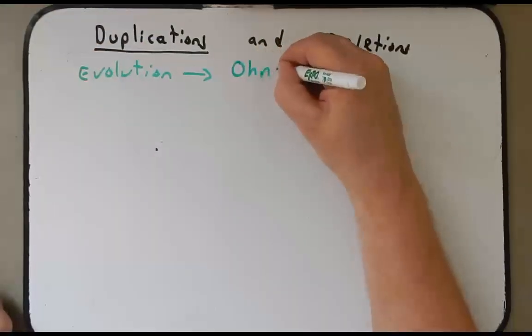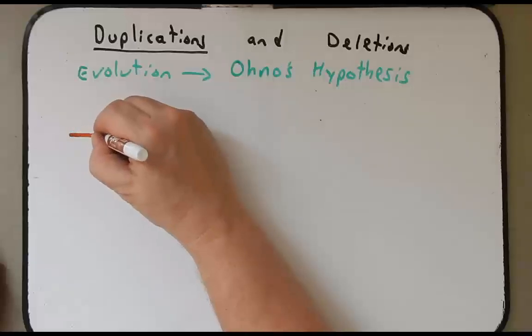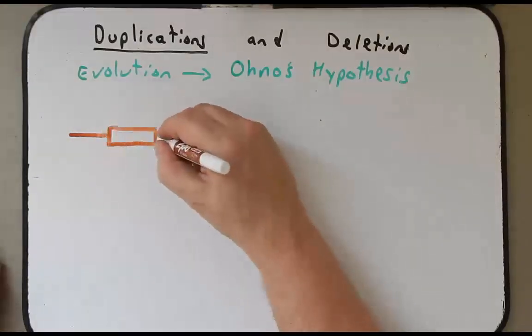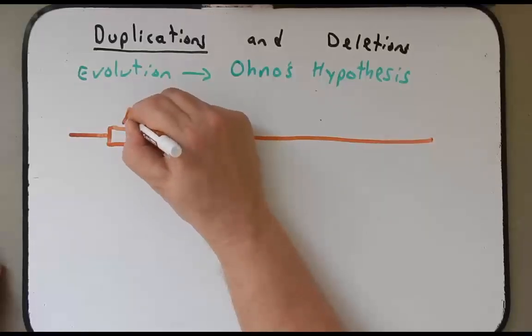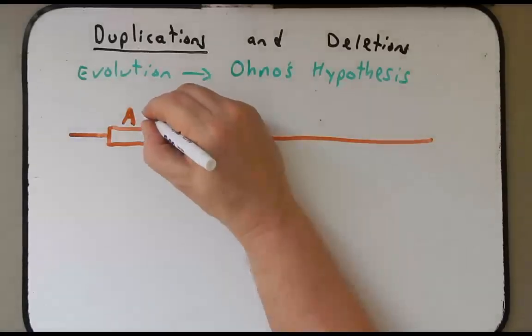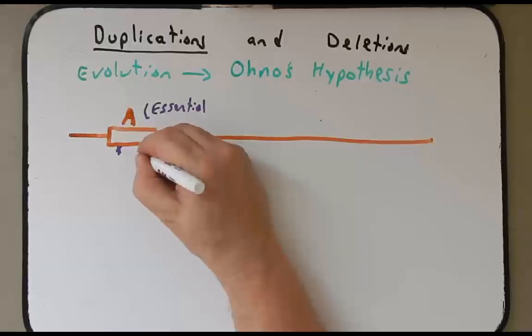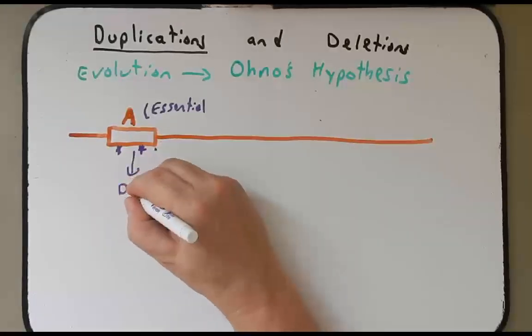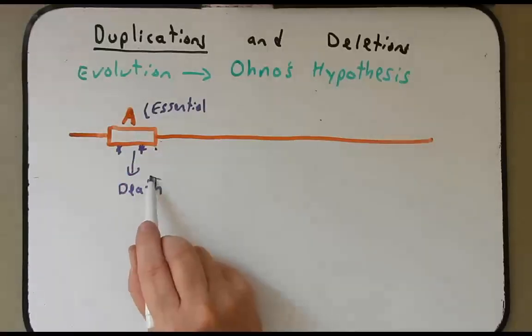And in doing so, I want to talk about Ohno's Hypothesis. So in Ohno's Hypothesis, let's consider a single gene. And we can call this gene just generically gene A. It seems to be our favorite gene name. So we'll keep going with that. And let's say in this instance that gene A is essential, meaning if it's mutated to the point where it's non-functional, it leads to death of the organism. Mutating an essential gene will lead to death.